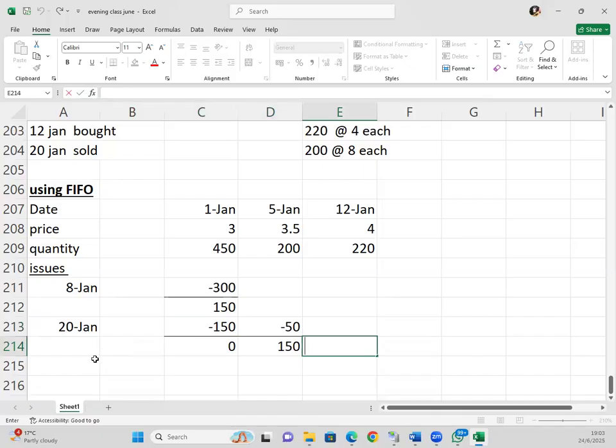What is then the value of inventory? We are done with the dates, so now the value of inventory.